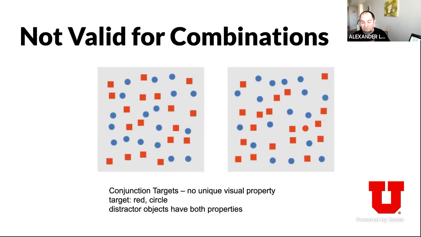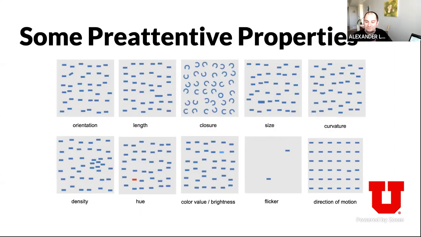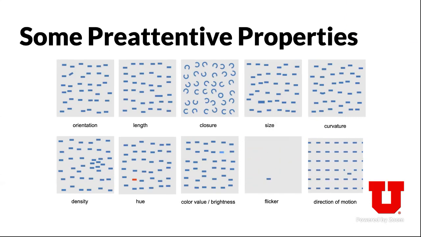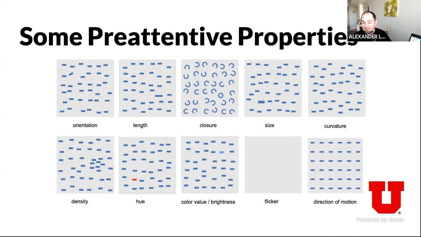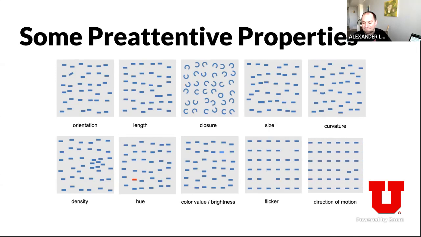This is called conjunction targets. They don't have a unique visual property because the distractor objects here have both properties. We've seen some of those before, but just to recap, some of these pre-attentive properties are orientation, length, closure, size, curvature, density. So we see a denser cluster here on the right. Then hue, color or color value or brightness, flicker.